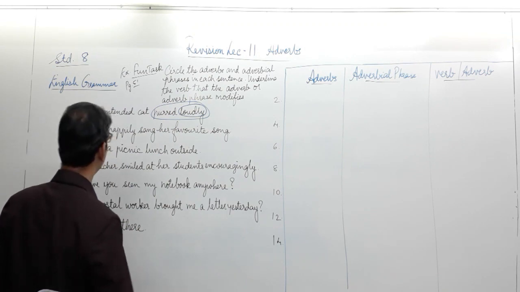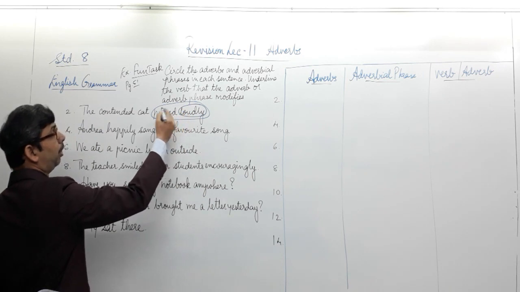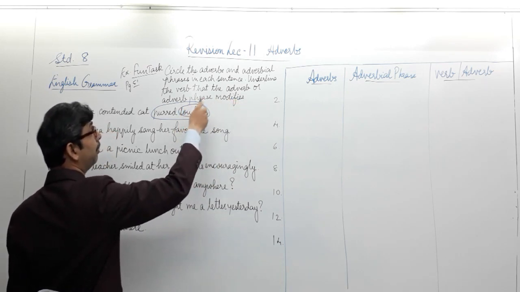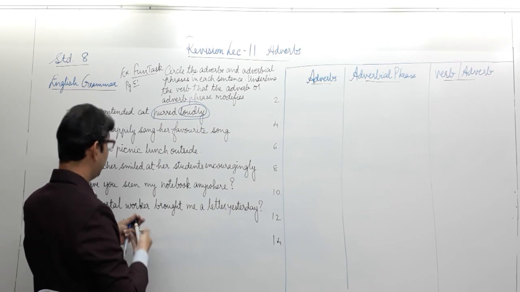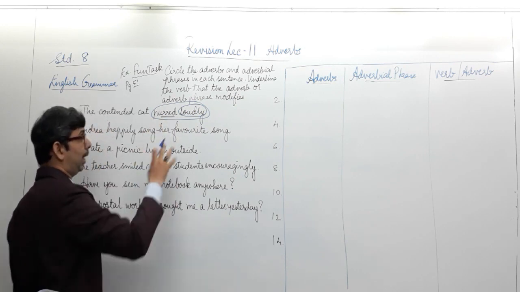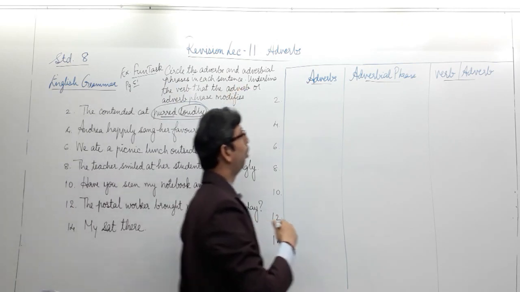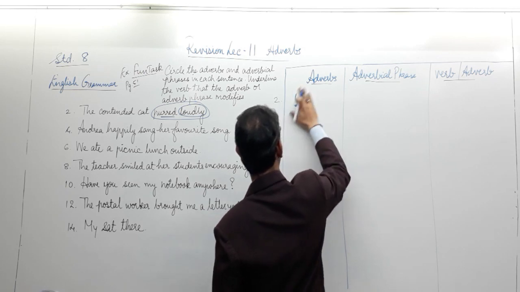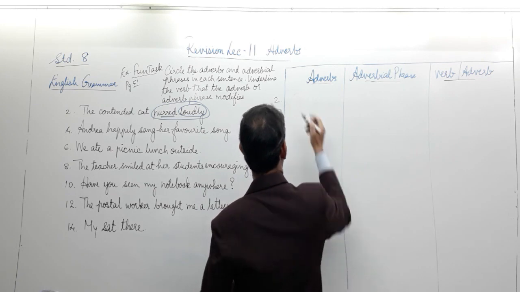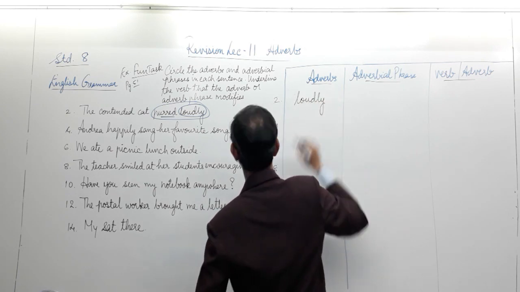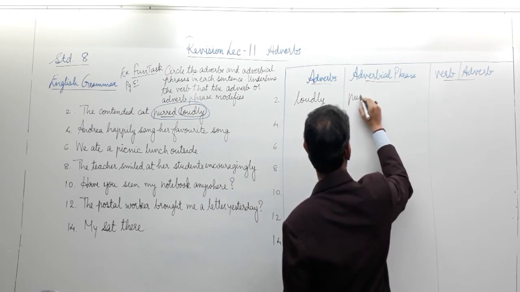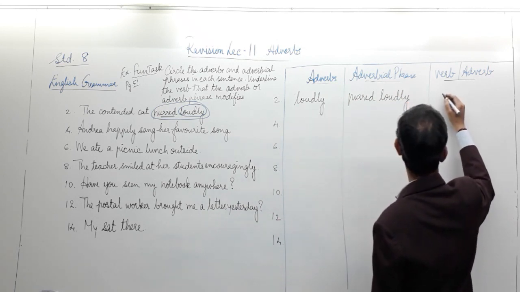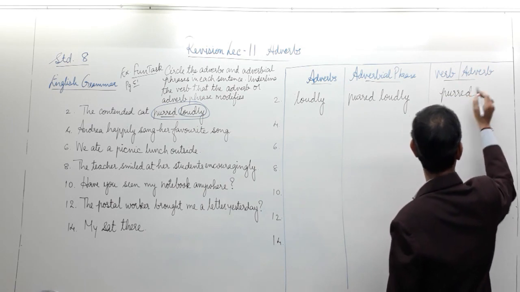Well, what is it modifying? It is modifying the verb purred over here. So I can underline the verb that the adverb or adverb phrase modifies, the word purred, which becomes my verb. Well, a lot of information, therefore we will write it on the board, on the adjacent side. Adverb: we have the word loudly, which is the adverb in the given sentence. We have the adverbial phrase purred loudly, and we have the verb which it is modifying, or telling us more about, which is purred.